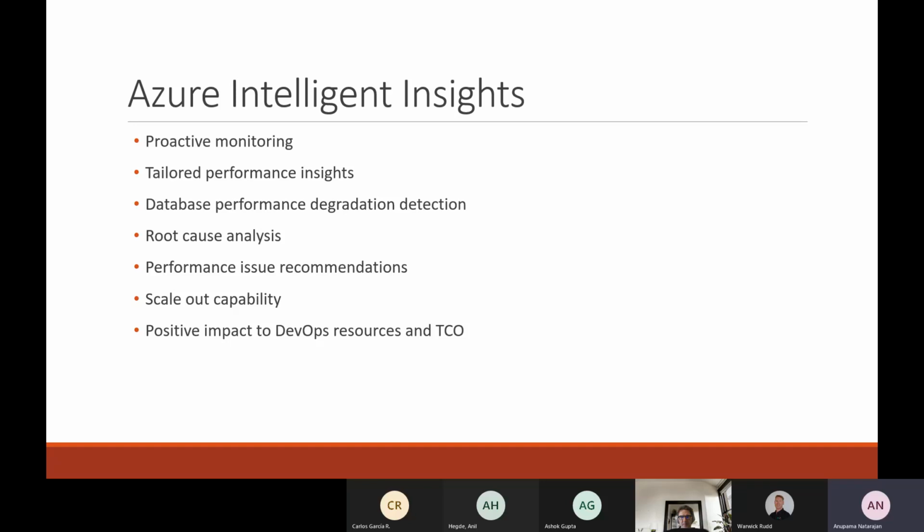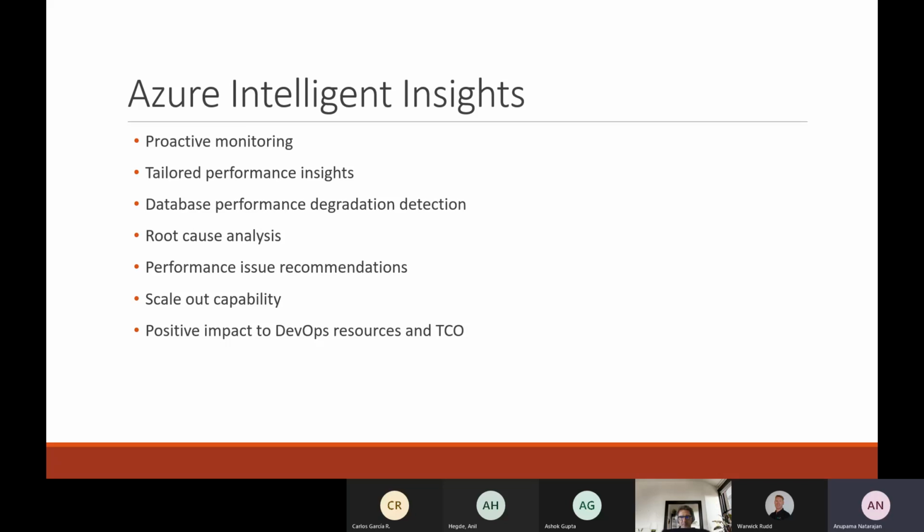So what it allows you to do is, as I mentioned, this is that AI capability I was talking about. It has built-in intelligence to continuously monitor your Azure SQL database usage. So it is going to monitor your queries, monitor what are the things that can cause poor performance on your Azure SQL database.